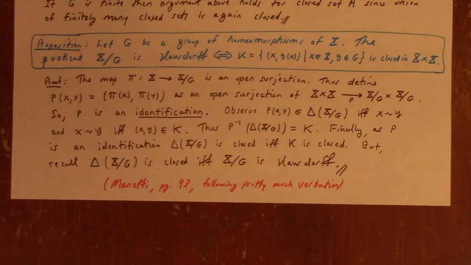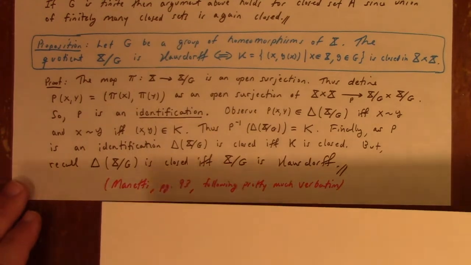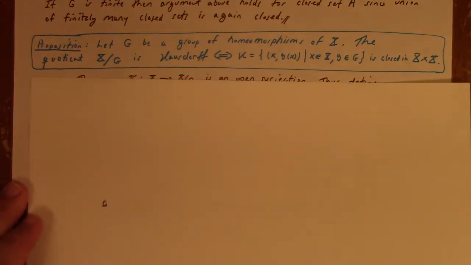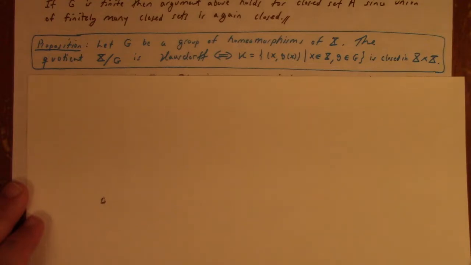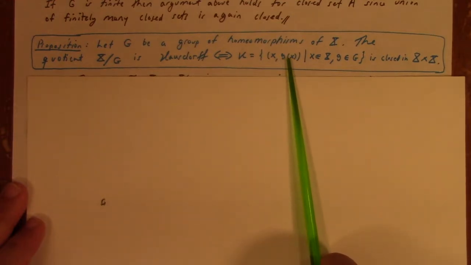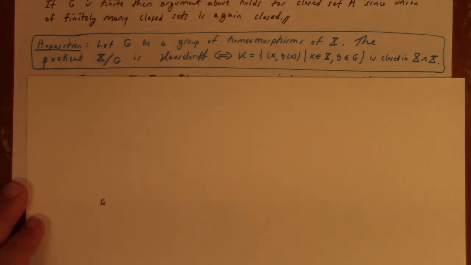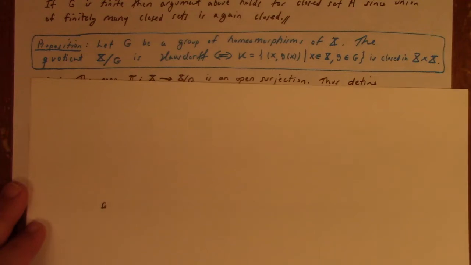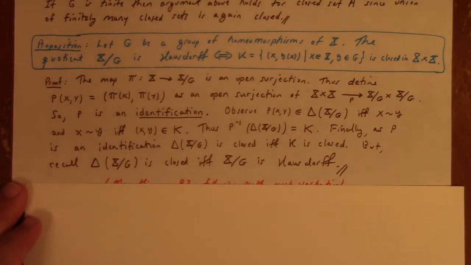Let's see here. So let G be a group of homeomorphisms of X, then the quotient X by G is Hausdorff if and only if the set K is closed in the product. So K is the set of pairs (x, y) such that y is equivalent to x under the G-orbit equivalence. And yeah, so the proof of that is down here.